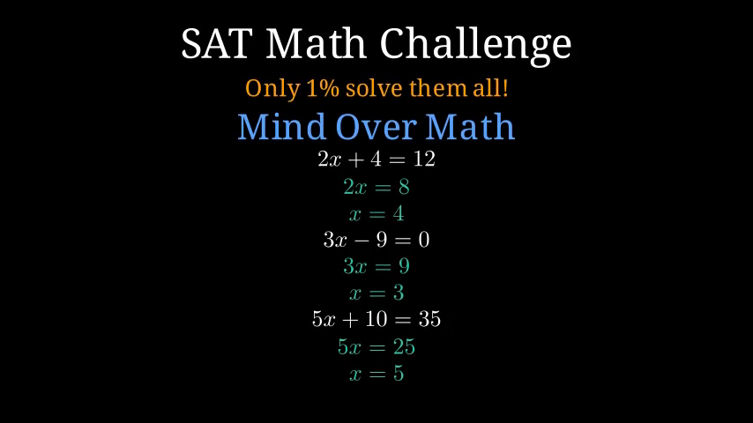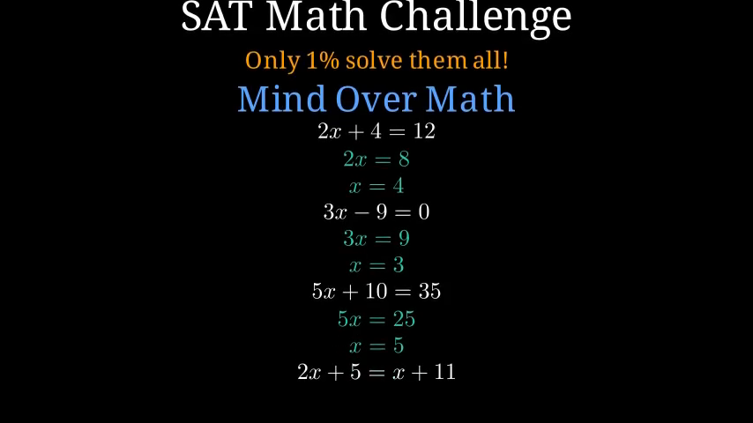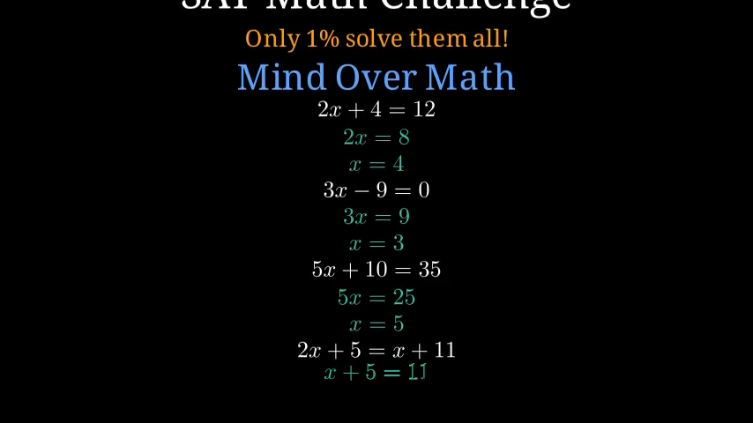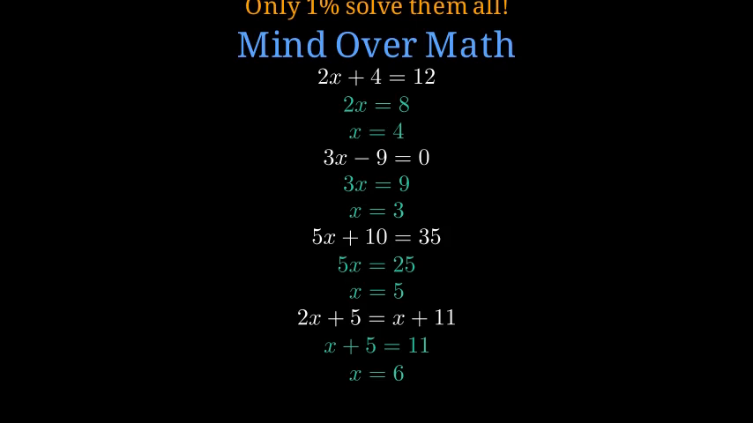x equals 5. Now, we increase the difficulty. Question 4. 2x plus 5 equals x plus 11. Pause the video. Solution. Subtract x from both sides to get x plus 5 equals 11. Subtract 5. x equals 6.